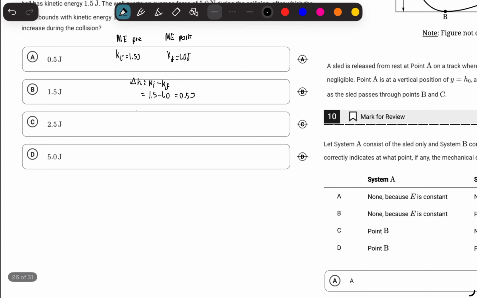So loss of kinetic energy is going to become heat, deformation, sound. These are all going to be internal forms of energy. So internal energy is increased by that 0.5 joules. So that's just A.